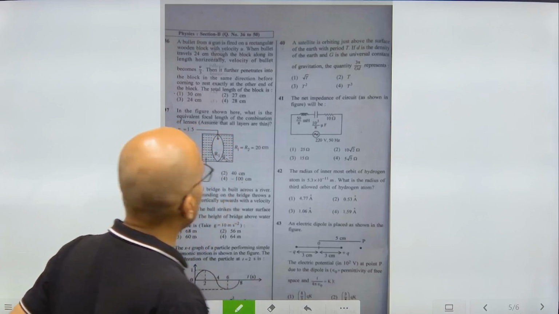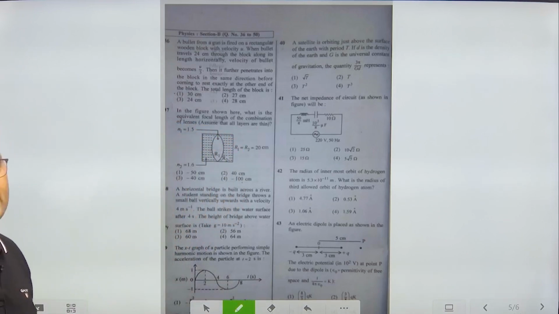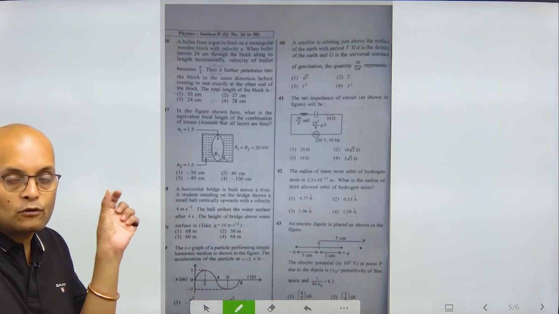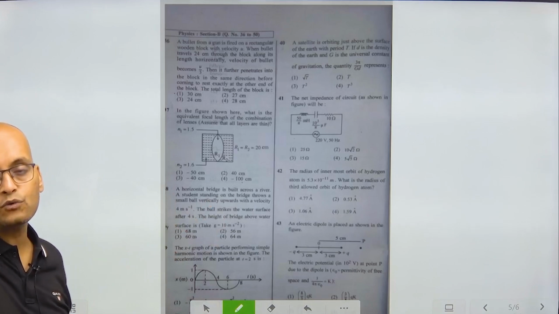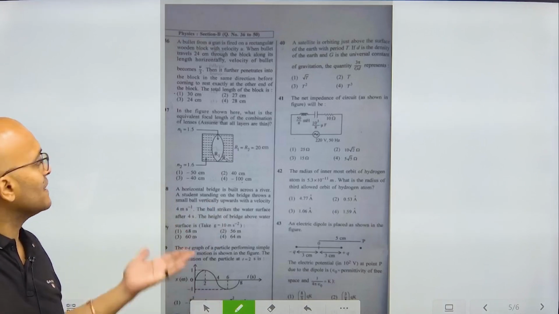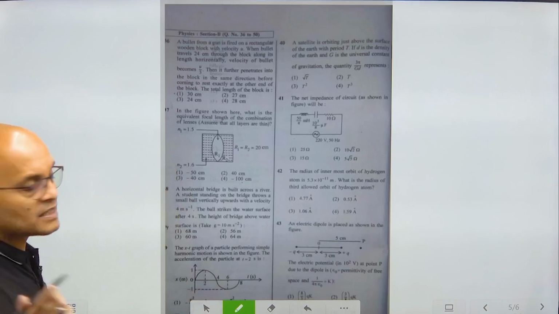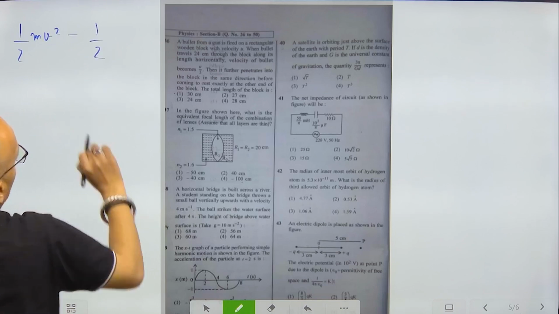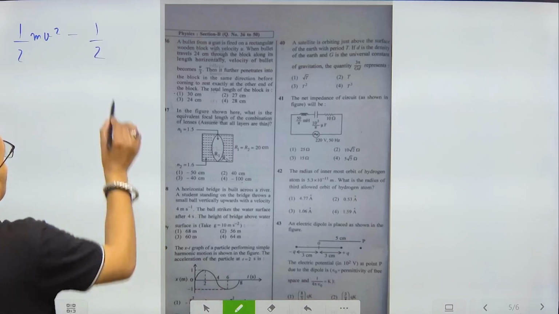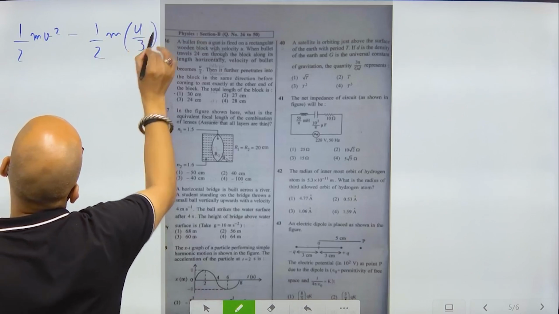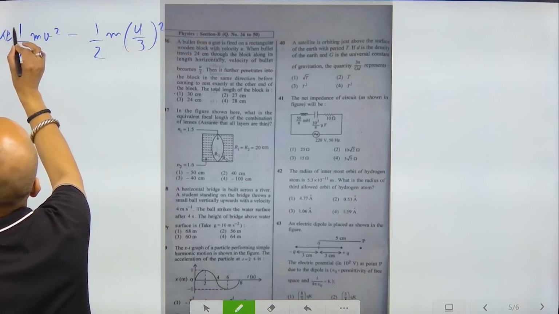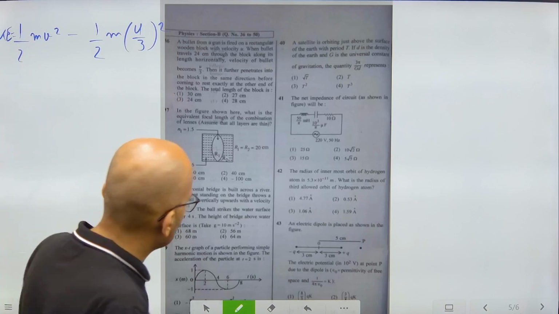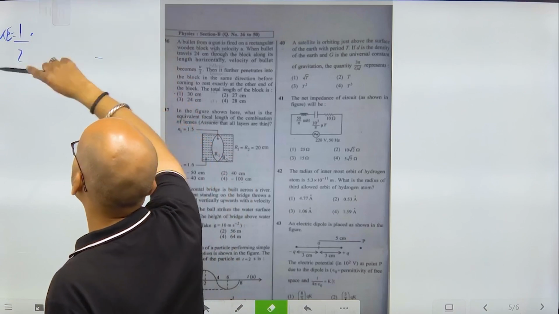Exactly. The total length of the block will be, see, loss in kinetic energy we can calculate, and whatever will be the loss, if we calculate the penetration, it will be equivalent to the length. Yes or no? By this method we can solve. Loss in kinetic energy can be calculated by half mv square minus half m initial, initial is u by 3, so half m (u by 3) square. This is equal to the loss, that is delta KE. Calculative, nothing else. Anyway, moving on.